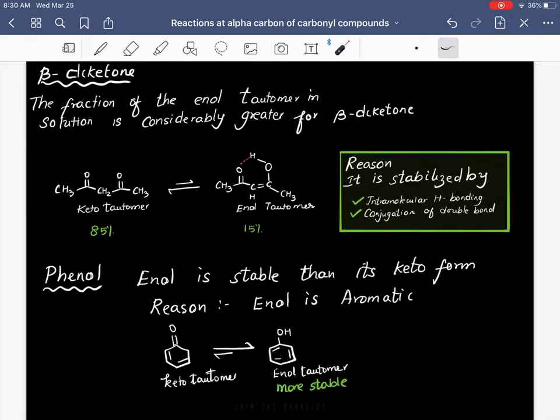Okay, and the next exception that we are going to see is phenol. Now, phenol is generally stable as an enol tautomer. The enol tautomer is more stable because it has the aromatic structure in it. So this part of the molecule is actually benzene, and we know that benzene is a stable molecule because of its aromaticity. That's the reason why the enol tautomer is more stable, whereas the keto tautomer doesn't have any aromaticity in the molecule, because of which it is comparatively less stable.